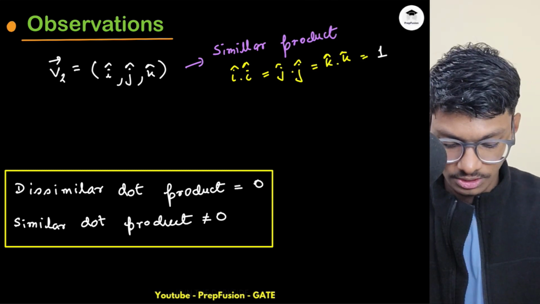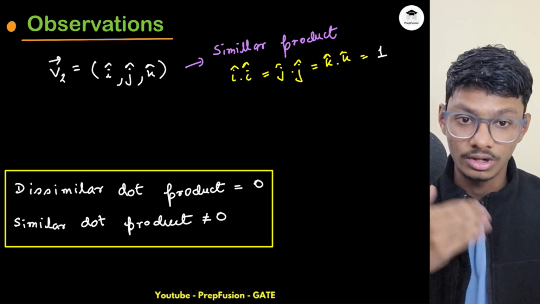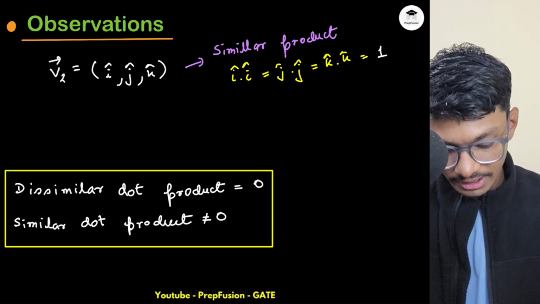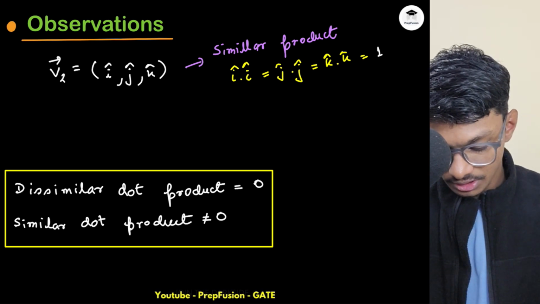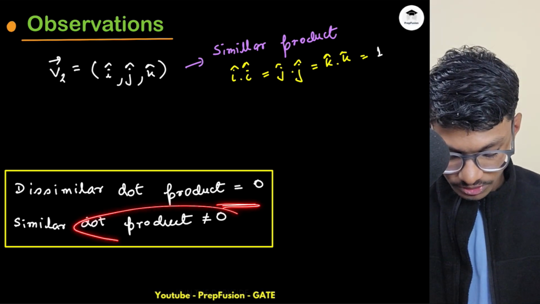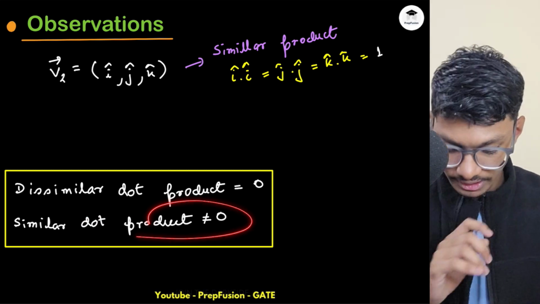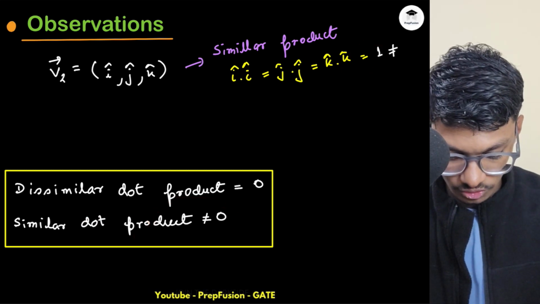Cos of 0 is 1, so the similar product is 1. Now what about the dissimilar product? Here it is 1, but generally the notation is that it should not be equal to 0. That is the main thing: the similar product should not be equal to 0.